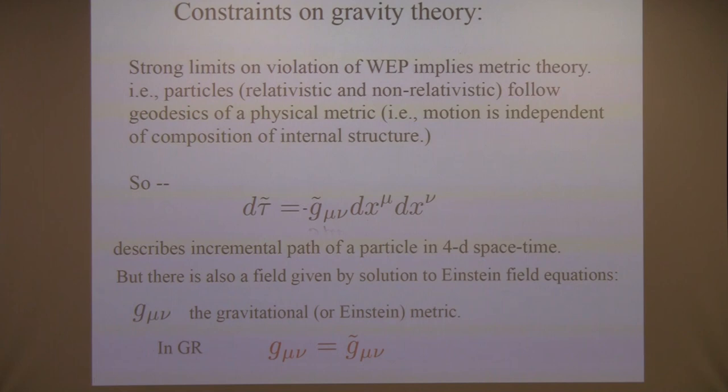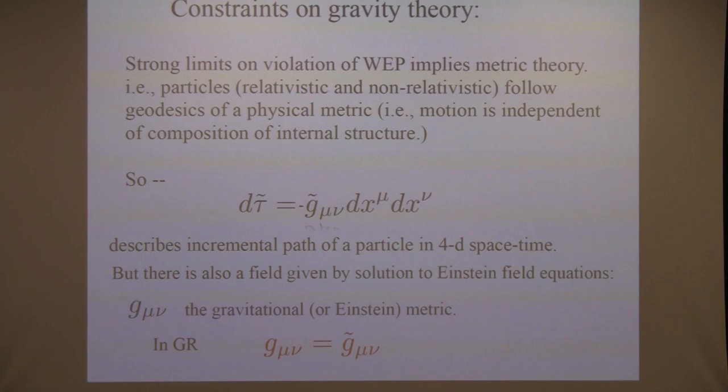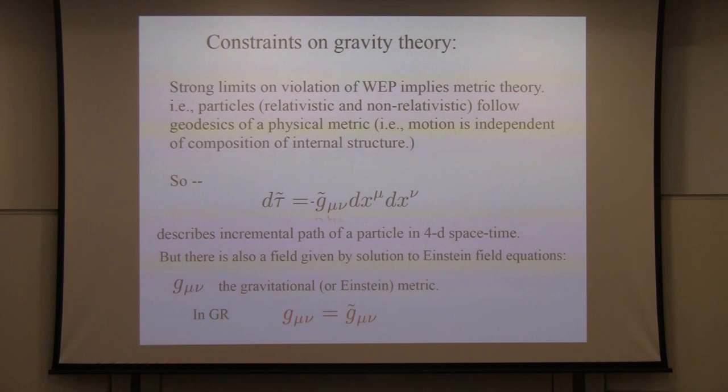And let me just go over briefly what the constraints on the gravity theory are. There are very strong limits on the violation of the weak equivalence principle, that is, universality of free fall, the fact that for a falling object, the motion is independent of its composition, or its structure, or its size.